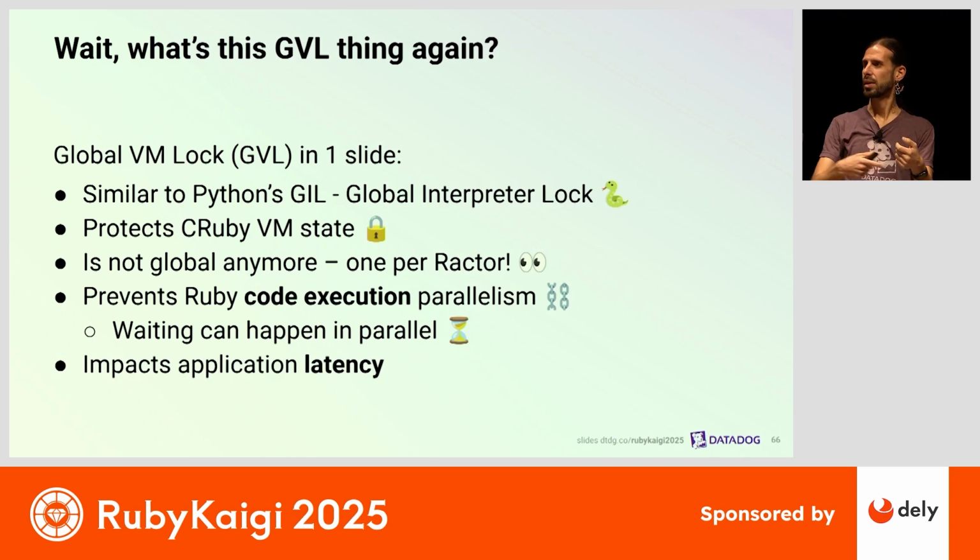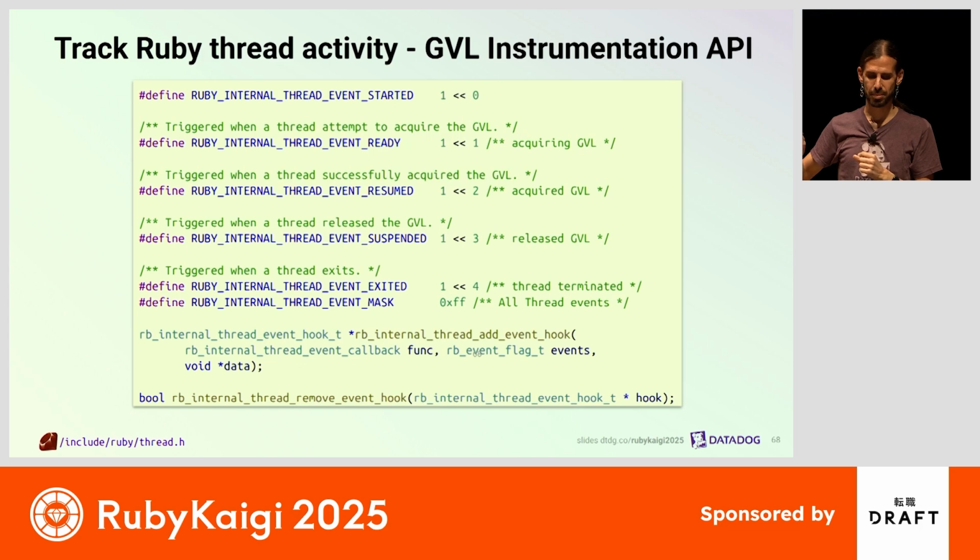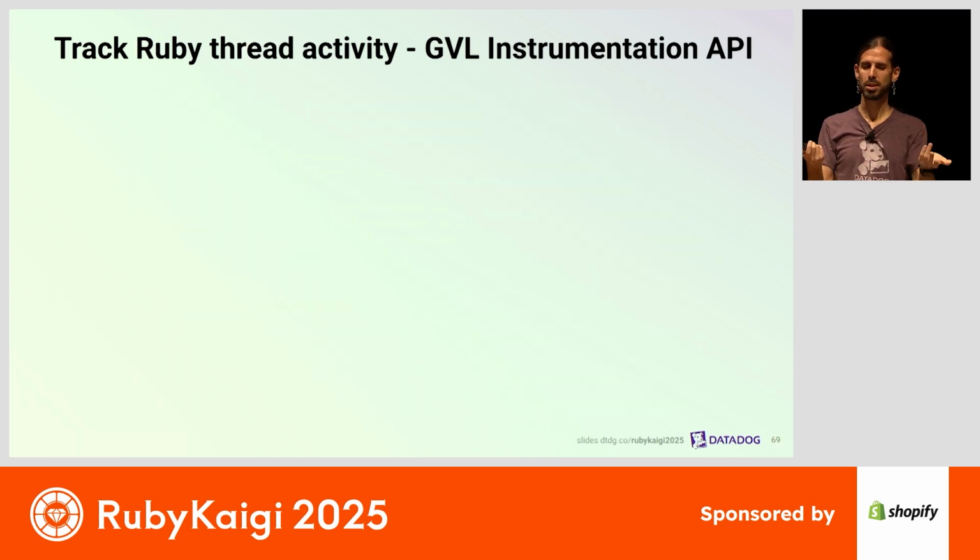And this means that the GVL can impact your application latency if you have multiple threads that need it to work at the same time. So this is the context of the GVL instrumentation API: to be able to know more about the global VM lock. You basically get a bunch of events that we can subscribe to, and there's an API to subscribe to these events. It's kind of similar to TracePoint, but it's not called TracePoint. It's slightly different. And this API allows you to track Ruby thread activity.